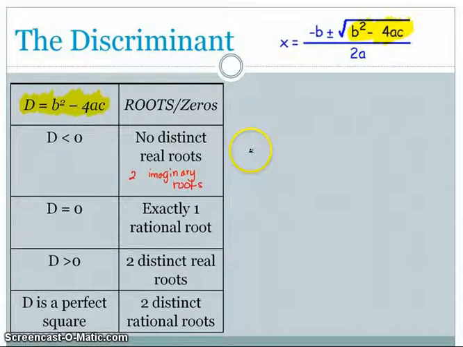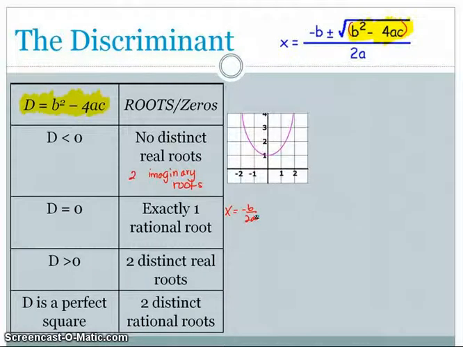All right, so let's say that this time the discriminant is 0. So imagine that you come over here and this part is 0. What happens when you take the square root of 0? Well, that whole part of the quadratic formula disappears. And because that disappears, there's no more plus and minus, and we just get minus b over 2a. And then there's exactly one root.